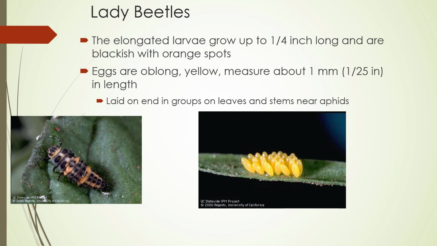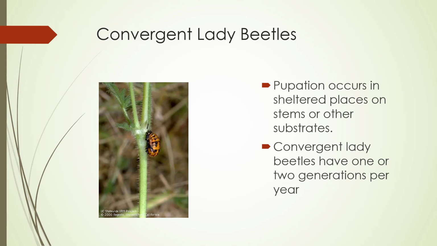You have this elongated larva that grows to about 1/4 inch long. These are convergent, by the way. The eggs are oblong, yellow, and they're laid on end in groups on leaves and stems near aphids so they can go right for it. You may be starting to see this pretty soon. We had some warm weather, so you may be seeing some of these pupae out there. Quite often they're going to be on the plants that have had aphids. They're just ready to go. The convergent lady beetles have 1 or 2 generations per year.